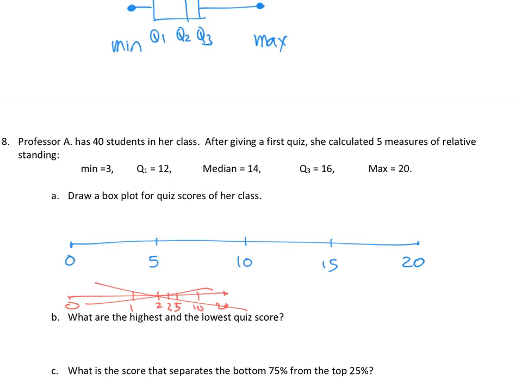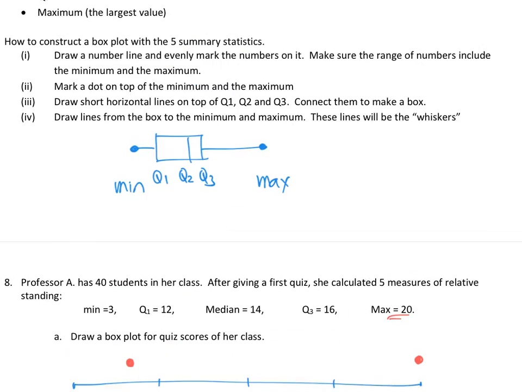That's the second step. So minimum is 3. So 0 is here, 5 is here, 3 is about here then. So mark 3 here. And then the maximum was 20. So 20 is the maximum here. Okay, so I did that part. And then what was the third step?